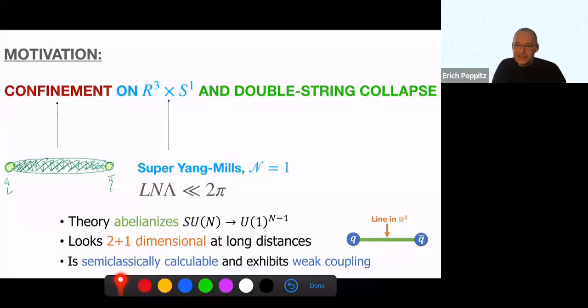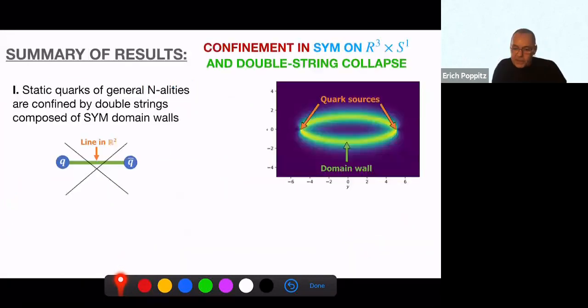Exactly. So I want to say now that in all our studies, we will study the long distance theory. So we will ignore the dependence of the fields on the compact direction, even though it's potentially very interesting. If I insert a Q Q-bar pair, then a confining string is like a line in R2, a static source, just to remind you of that. So this is my motivation. So let me start by summarizing the results, and then I will go on.